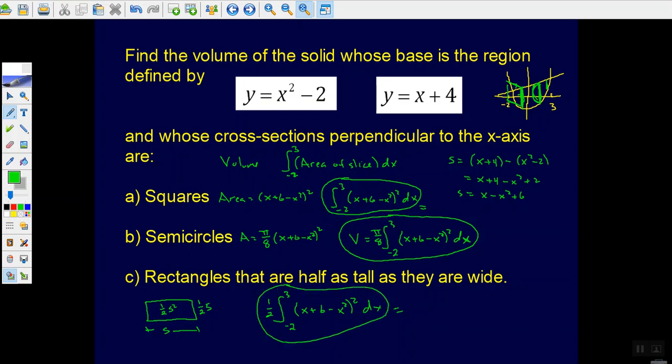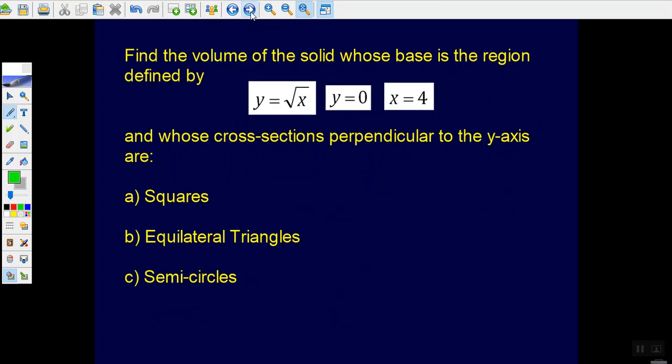Okay, so when you're working on your assignment, go ahead and type the integral into your graphing calculator to get the volume. Let's look at one now where we're going to slice perpendicular to the y-axis. And I'm going to go ahead and just draw this myself this time. So the region we're going to use is based on y equals root x.